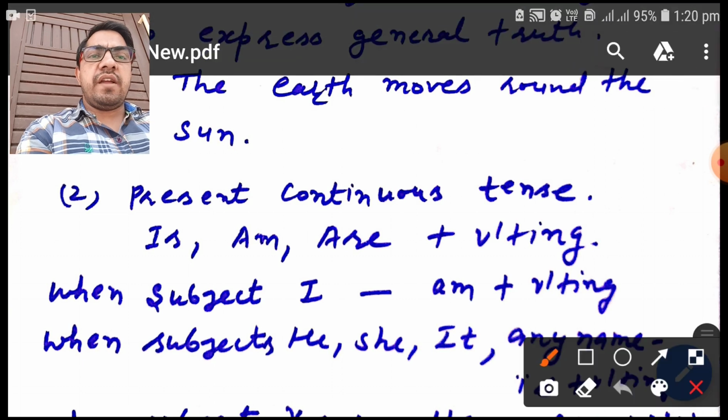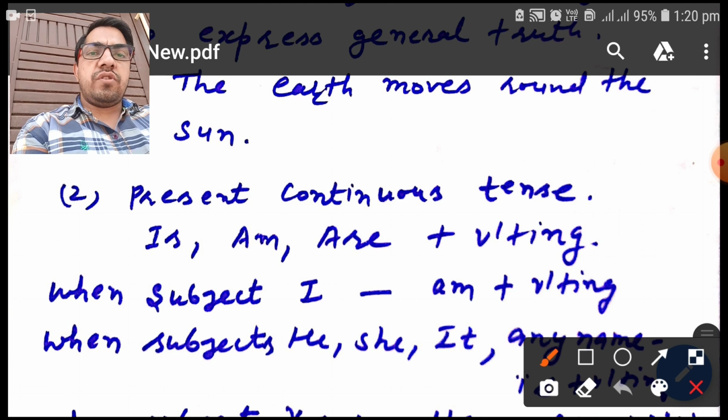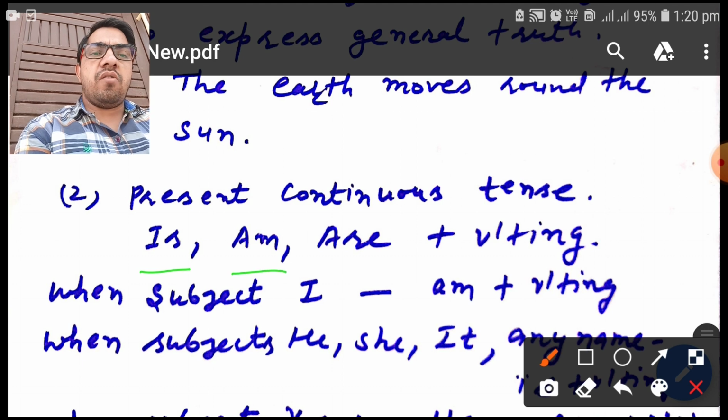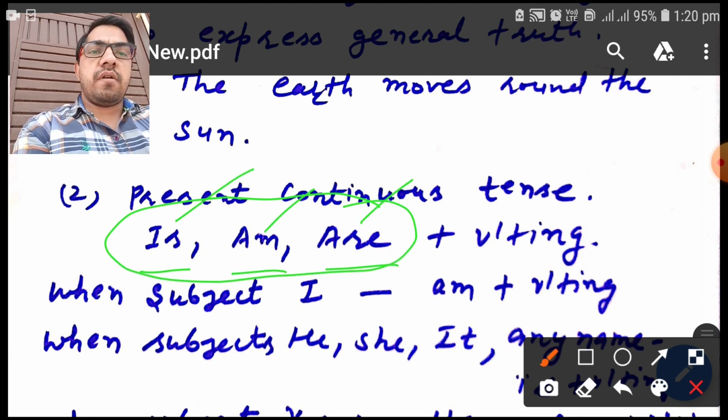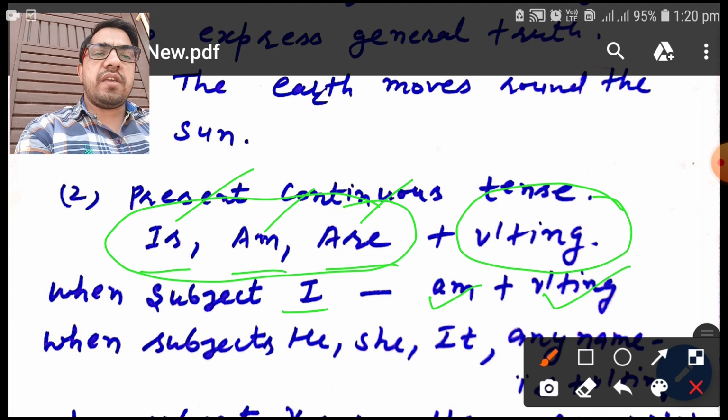You know very well that in present continuous tense we should use is along with first form plus ing, am along with first form plus ing, are along with first form plus ing. These are the helping verbs of present continuous: is, am, are. Along with these we should use first form plus ing. When the subject is I, we should use am along with first form plus ing.